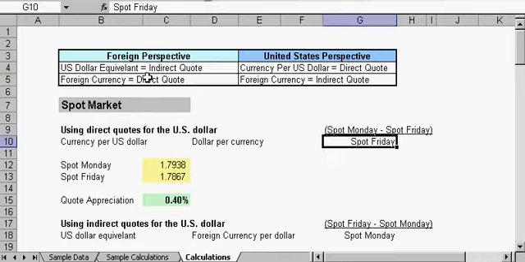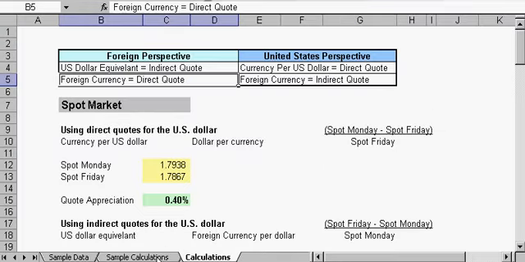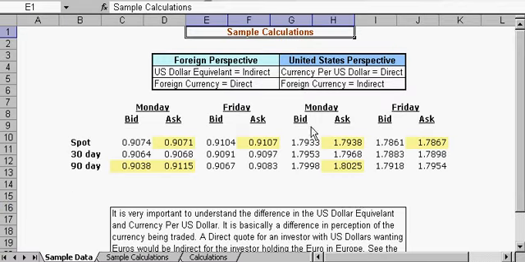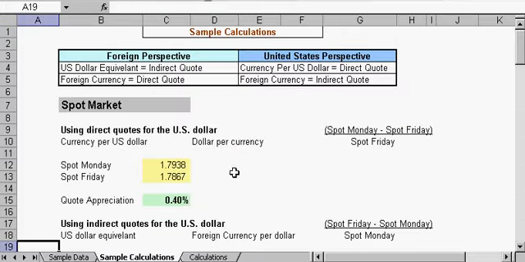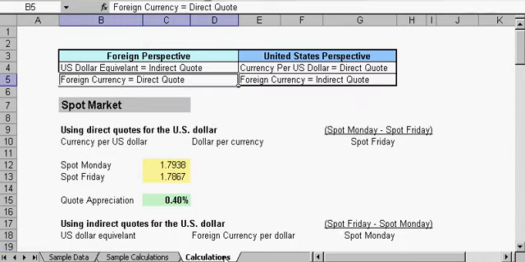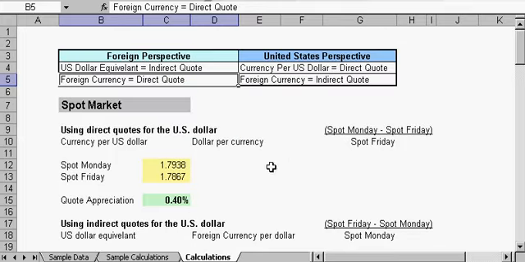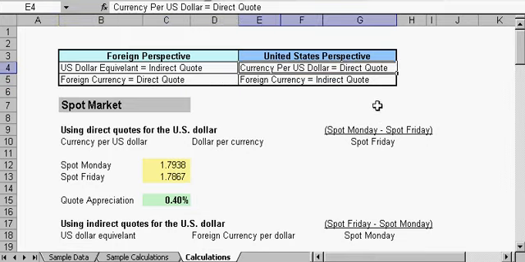Now, if we were using the indirect quote for the US dollars, we would use the indirect quote. Now, we did get these numbers here. If you look over here, sample data. So here's where we're getting these numbers from, and this is pretty typical of something that you might see. And that's in sample data, sample calculations, and then calculations, because this is going to change, but the other two frames won't. Just so we're using the indirect quotes for the US dollar.